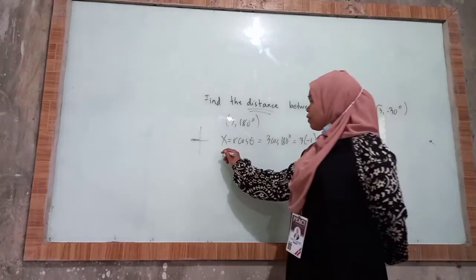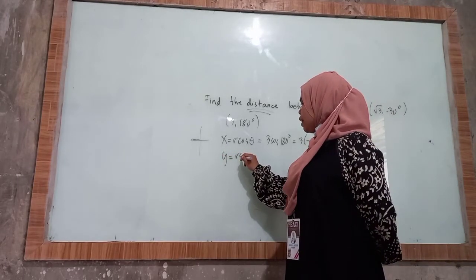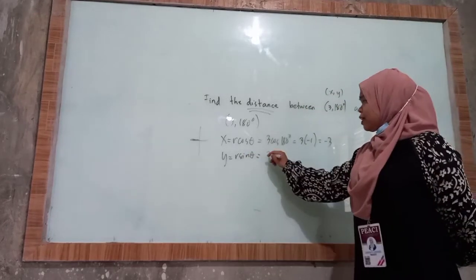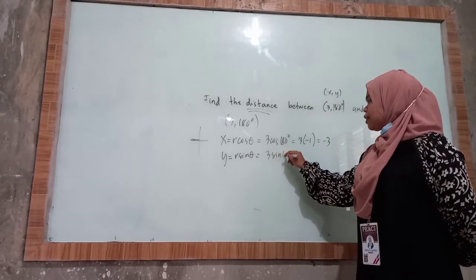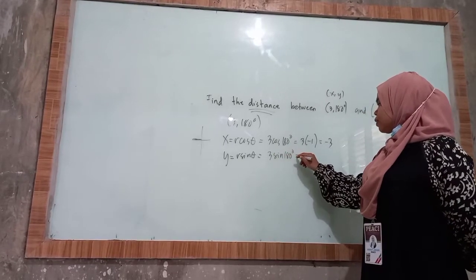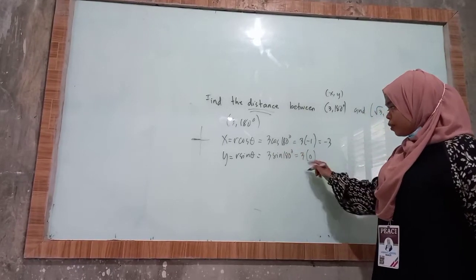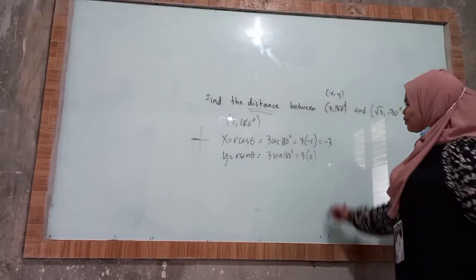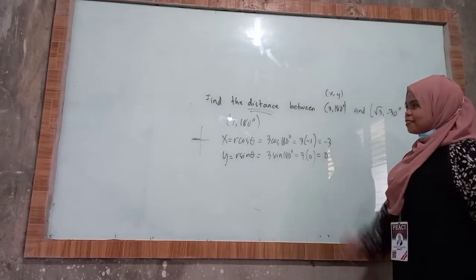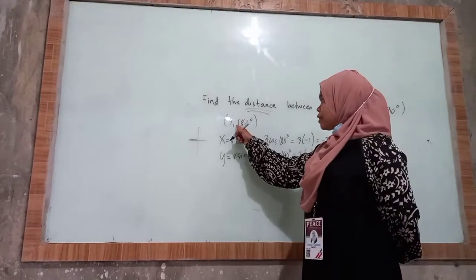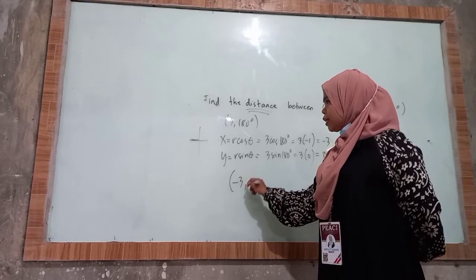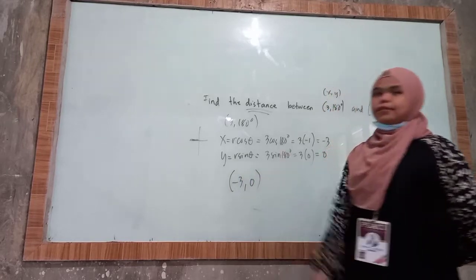So for the y value naman, we have the formula r sine theta. So 3 sine 180, so that is equal to 3 times 0. Kasi ang sine value ng 180 ay 0. So that is equal to 0. So ibig sabihin, this coordinates is equivalent to the rectangular coordinates negative 3, 0.